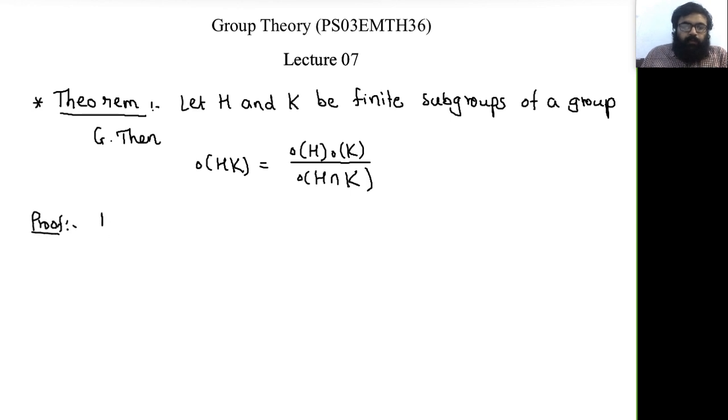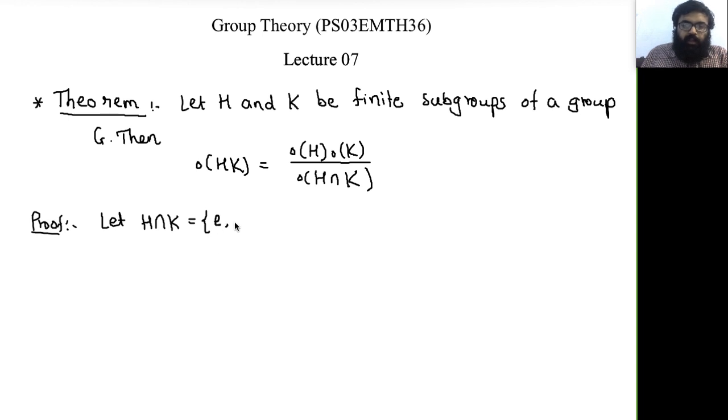So we assume first, let us consider H intersection K. We know the intersection of two subgroups is a subgroup. If you have difficulty with that, you can try that as an exercise, a very simple exercise. If H and K are two subgroups, then the intersection is also a subgroup. H and K are finite subgroups, so the intersection also is a finite subgroup.